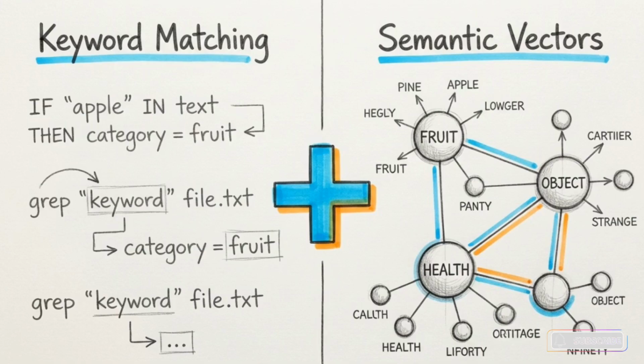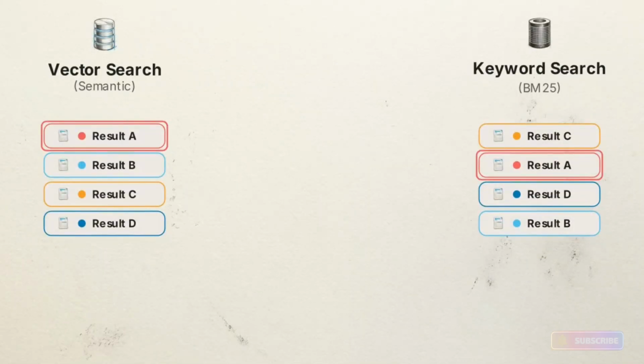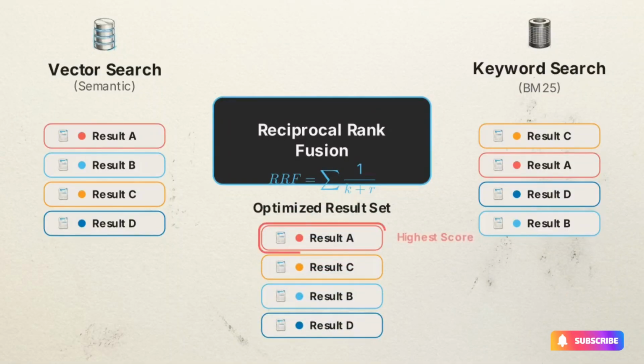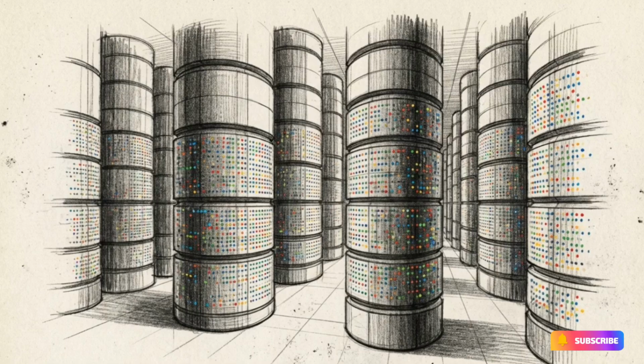Solving both issues simultaneously requires the current production standard, hybrid search. This visual shows two distinct ranked lists, one from the vector database and one from the BM25 keyword search, feeding into a reciprocal rank fusion algorithm. This block mathematically merges the two lists into a single, optimized result set. Relying on a single retrieval method forces an enterprise to choose between conceptual understanding and exact match precision. Hybrid search provides both.